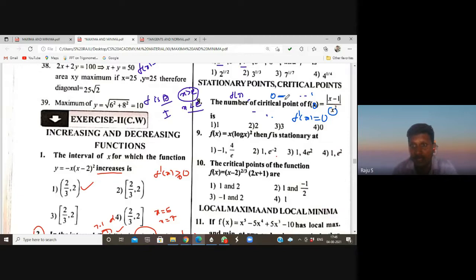Is it a stationary point? Stationary point means f dash of x is defined, or f of 0 is also defined, meaning we should get a finite value. It should not be infinity. So whatever the point where the function has a finite value, that point is called stationary, and that point is also called a critical point. But for a few critical points, especially where the function value becomes infinity, the point is called only critical. We can't say it is stationary.